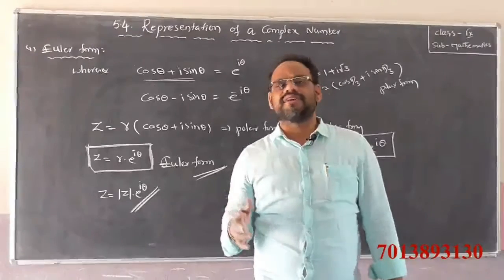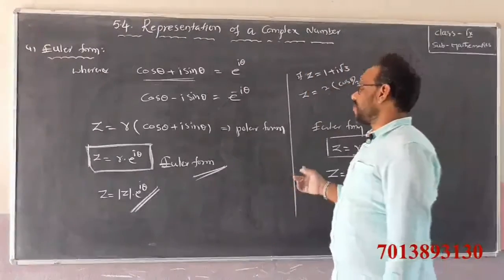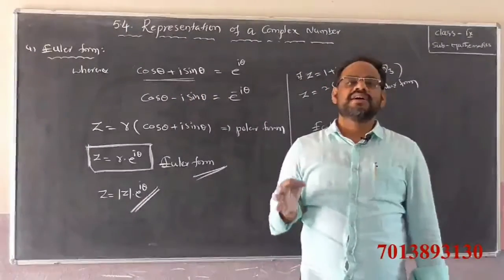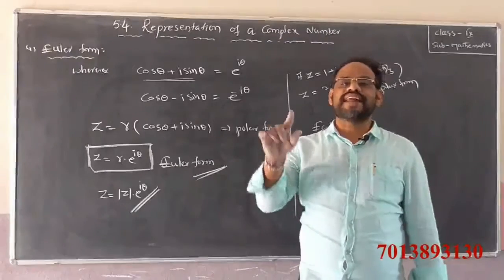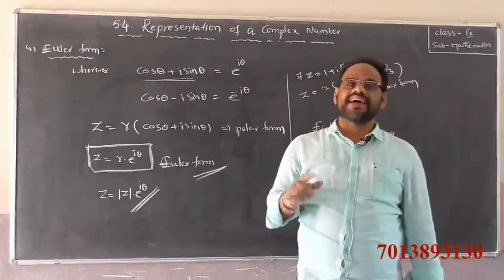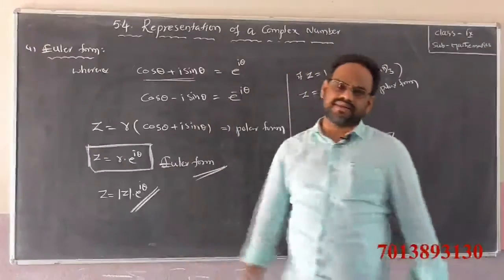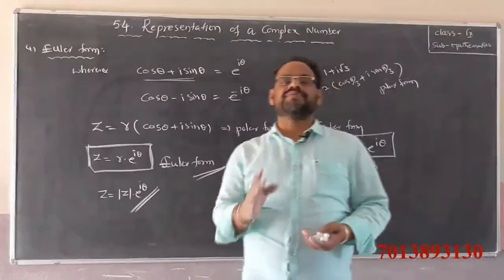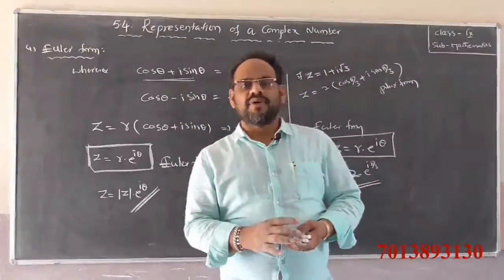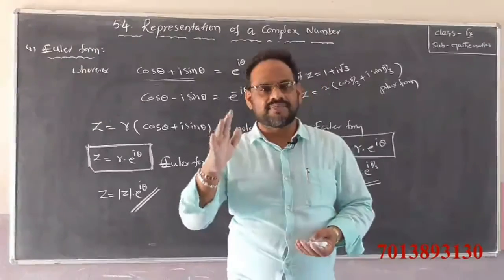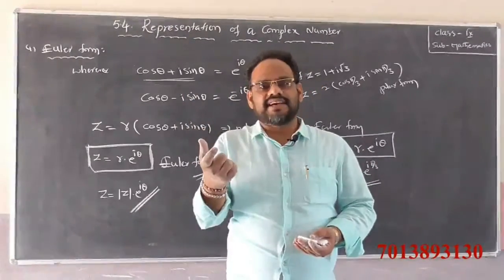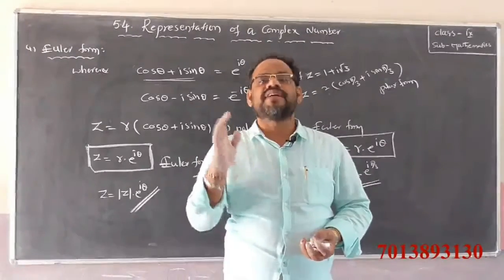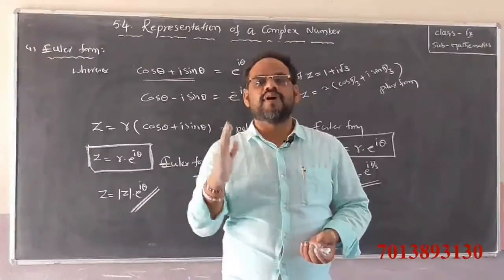Or a complex number can be expressed in Euler form. Whenever we see cos theta plus i sin theta, we use the combination e power i theta. If we see cos theta minus i sin theta, we use e power minus i theta. Already we know the polar form z is equal to r times (cos theta plus i sin theta). So for cos theta plus i sin theta, we use the notation e power i theta. So z is equal to r times e power i theta. This form is called what?